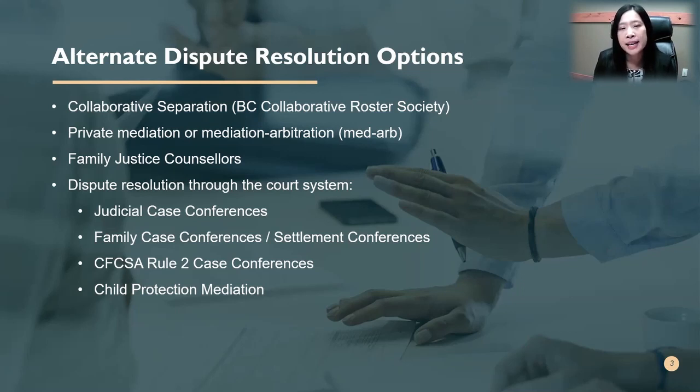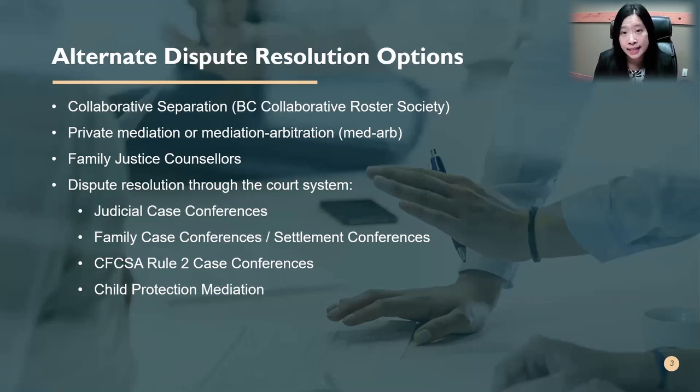Then we have family case conferences and settlement conferences. These are found mostly in provincial courts. Some settlement conferences are in Supreme, but these are similar, where a judge is essentially acting in the role of a neutral mediator and trying to discuss issues with parties.